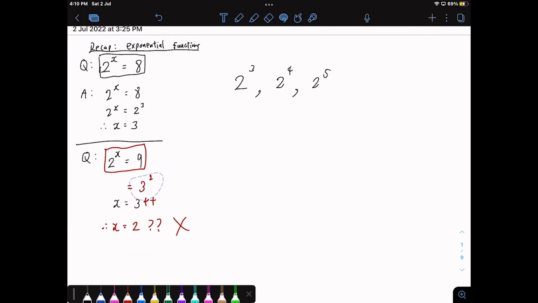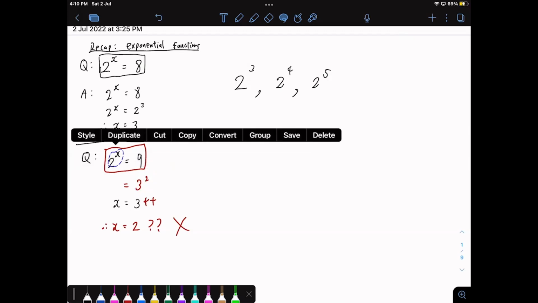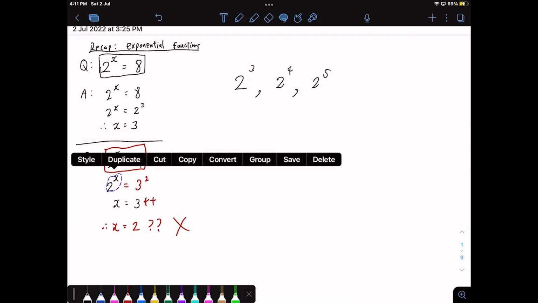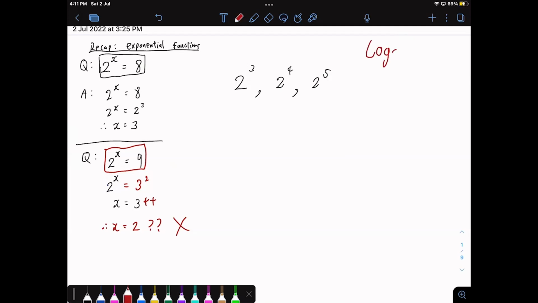This is when you will need, with your current knowledge, logarithms. Which is what I'm about to explain in this topic today, and for the next few weeks we'll be talking about logarithms. Okay, but wait, before I do that, I need a bit more introduction.